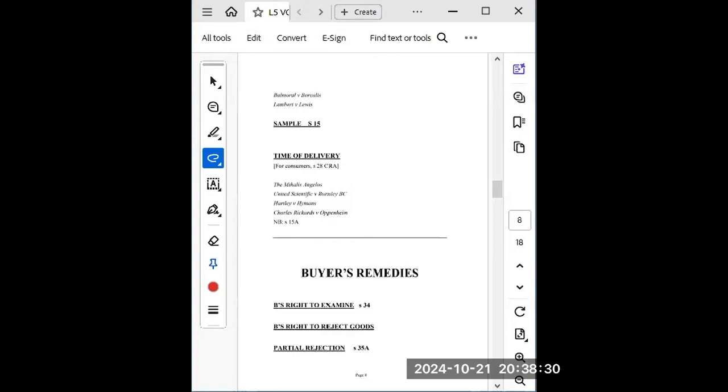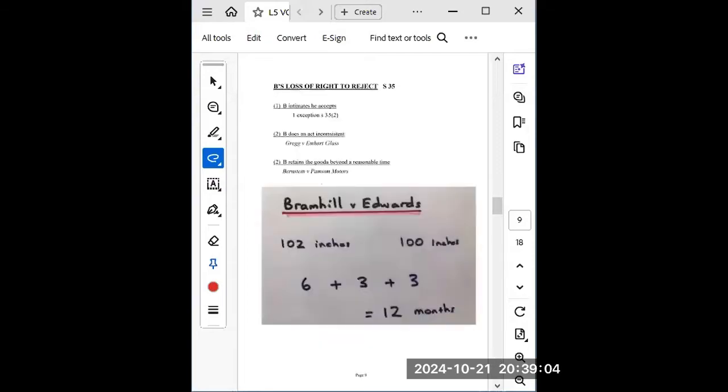Section 35 Big A. Remember, big anything means it's an amendment to the original act. 35 Big A deals with partial rejection. It's very straightforward indeed. Section 35 Big A says, if the buyer has the right to reject some or all of the goods, but he accepts some of the goods, the buyer does not lose his right to reject the non-compliant ones. Buyer has a choice. Very straightforward.